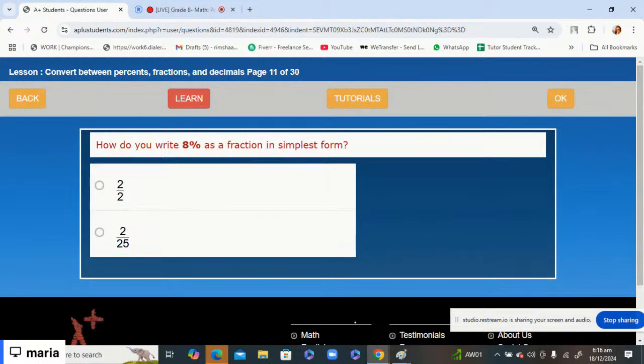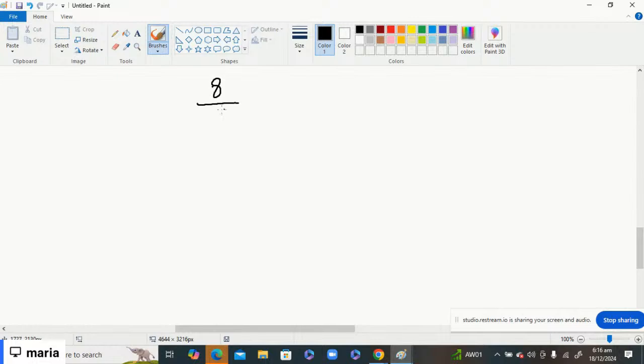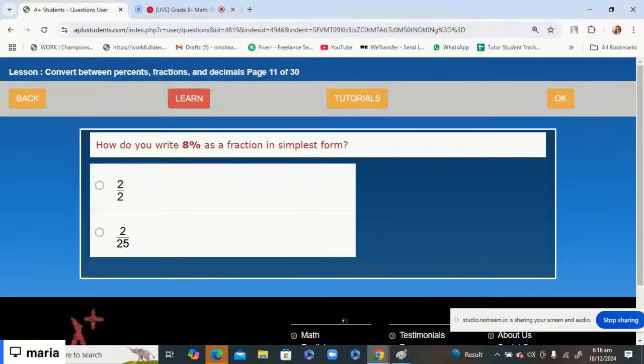8% as a fraction in the simplest form. How do you write the 8%? 8 divided by 100. Or if you want to convert it, 2 times 4 is 8, 2 times 5 is 10, and 0 as it is. So 4 by 50. You want to convert more, 2 times 2 is 4, 2 times 5 is 10. That is 2 by 25. This is the answer.